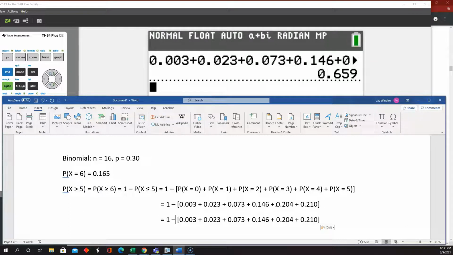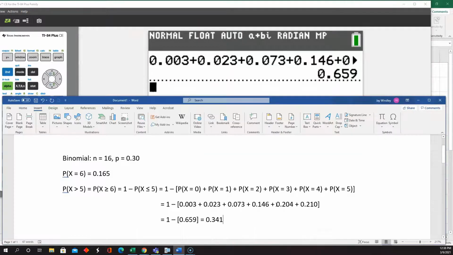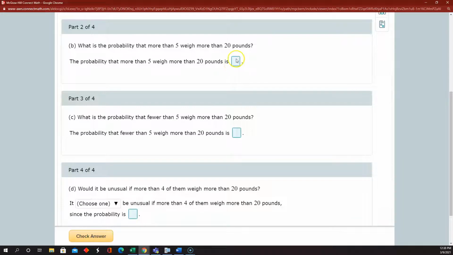And so if we subtract 1 minus 0.659, we get 0.341. So 0.341 is the probability that we want here, right there. Now there's a variety of ways of getting that also.